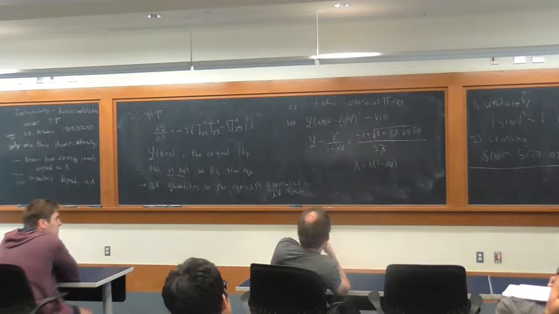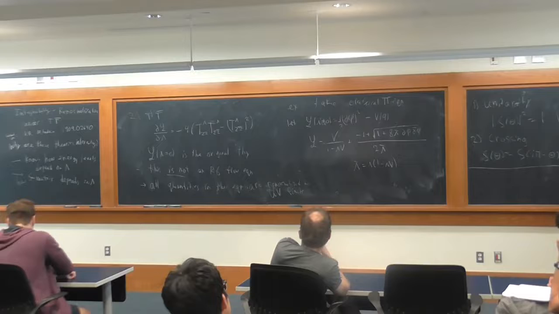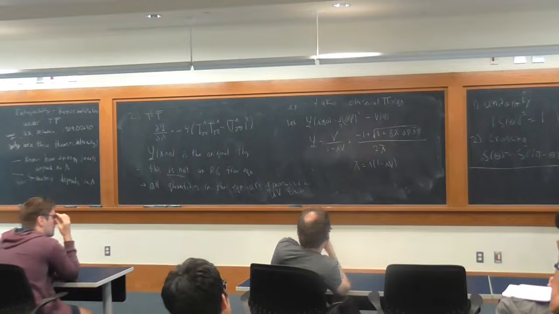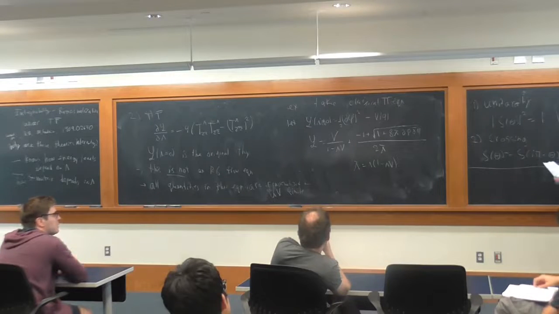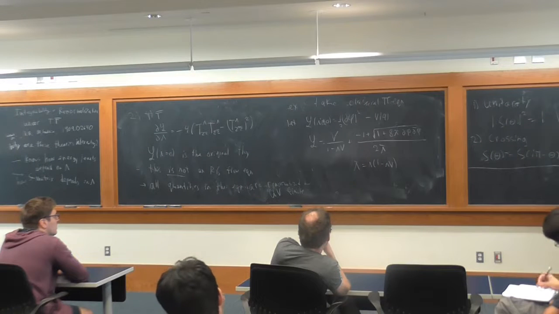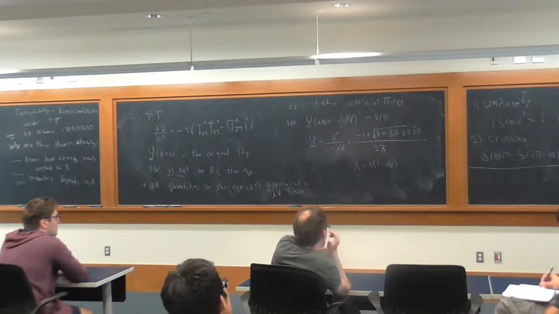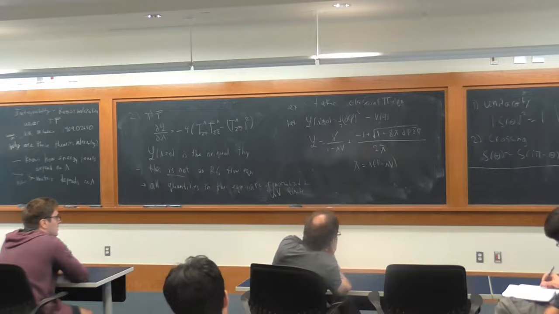In fact, the equation for the S-matrix is simple. S lambda of theta is S of theta, the S-matrix of the original theory at lambda equals 0, times e to the i lambda m squared sinh theta. That's it. So the S-matrix is remarkably simple.